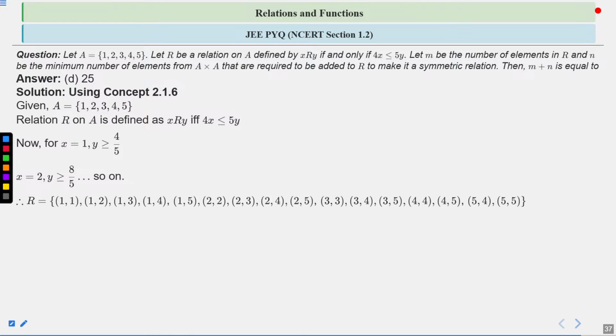So for all the relations you will get R as (1,1), (1,2), (1,3), (1,4), (1,5), right? (2,2), (2,3), (2,4), (2,5), (3,3), (3,4), (3,5), (4,4), (4,5), (5,4), right? And (5,5). Got it? So the number of elements in R is M, which is equal to 16, right?